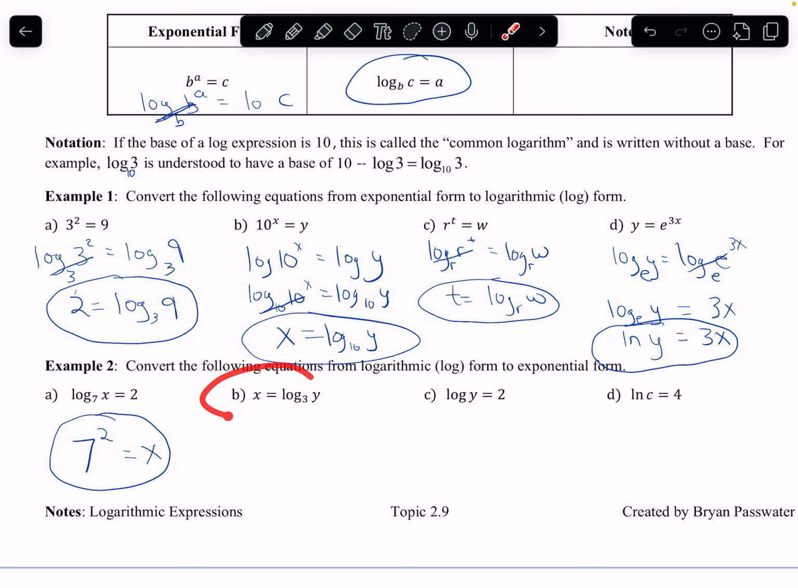Let's do it over here. Let's do our little shortcut. Start with what comes after the log, 3.